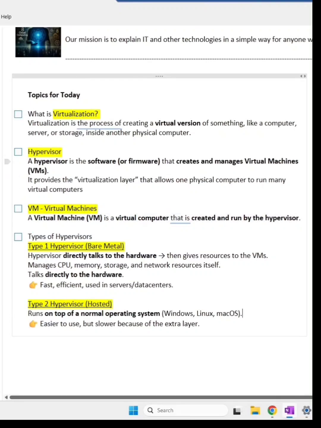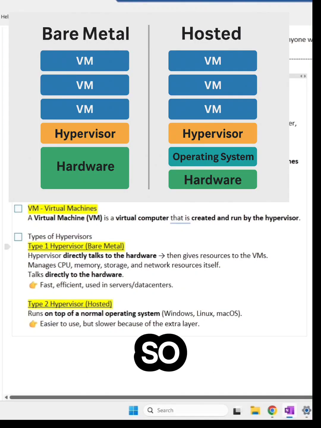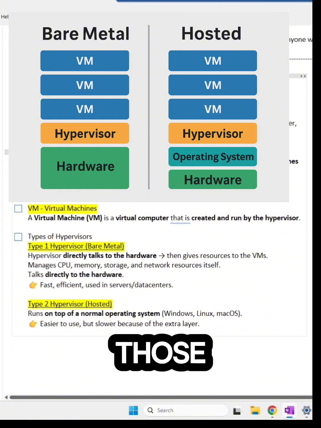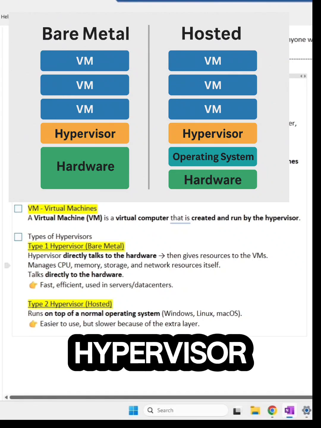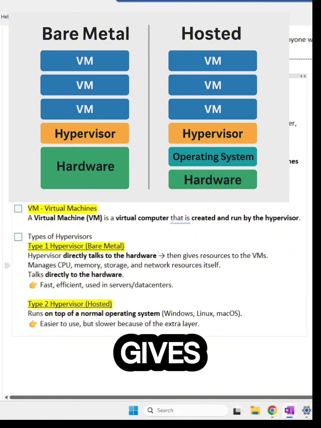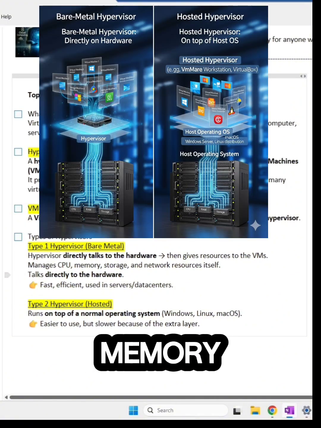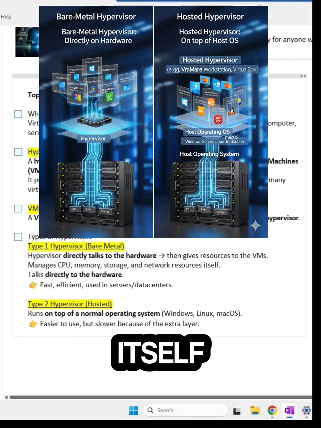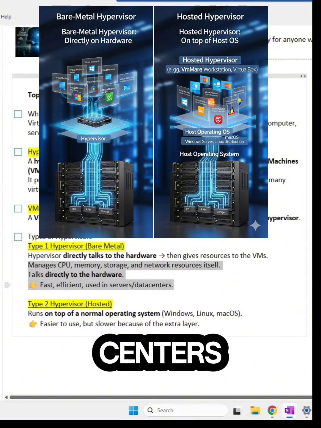So now let's talk about the types of hypervisors we have. So the types of software that we have that we can run those virtual machines. The type 1 hypervisor is bare metal. Hypervisor directly talks to the hardware, then gives resources to the virtual machines, manages CPU, memory, storage, and network resources itself, talks directly to the hardware, fast, efficient, used in servers and data centers.